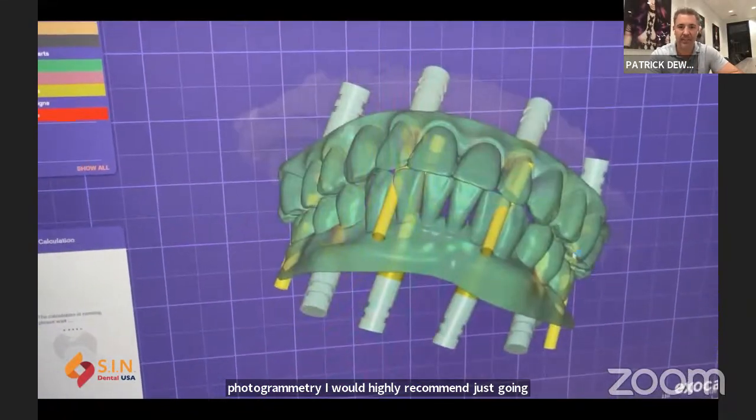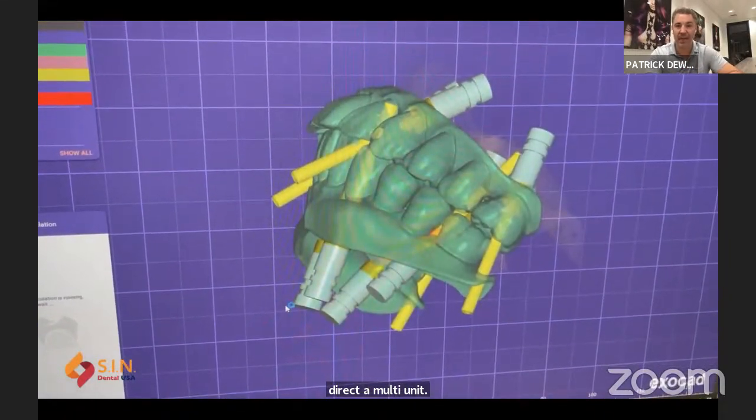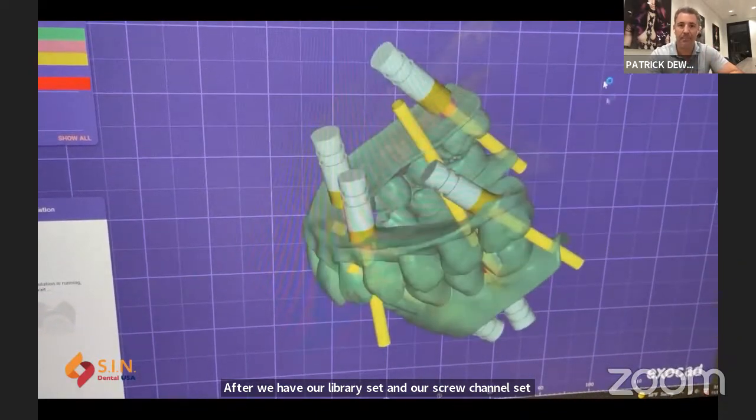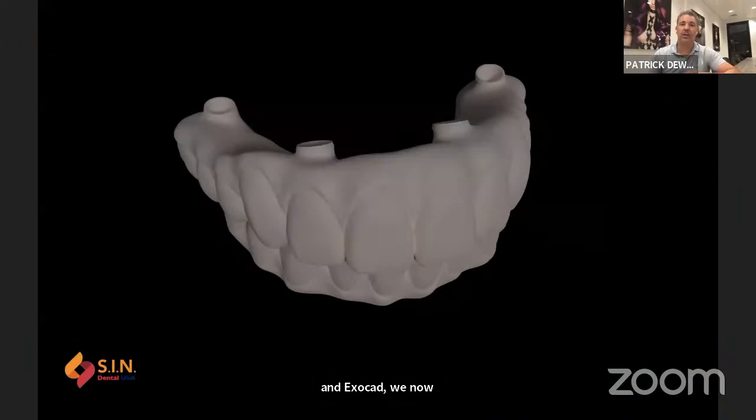After we have our library set and our screw channel set in exocad, we now stitch everything together, and then we're going to adapt that soft tissue to generate a file that looks like this. This is our STL that the lab is going to send back to the clinical office, and this is where we're going to nest this on our printers.